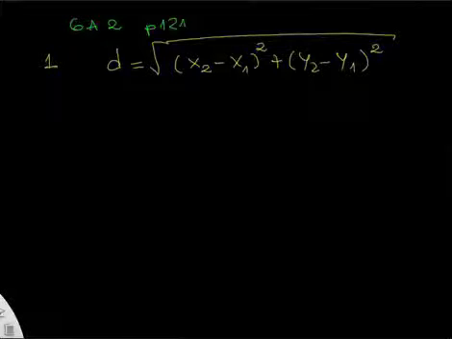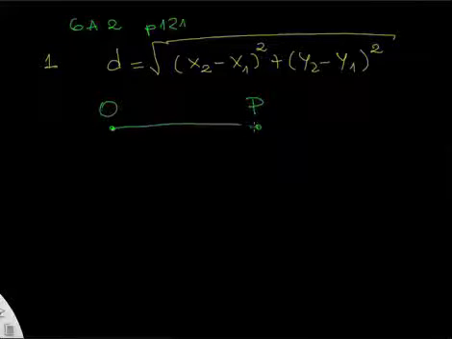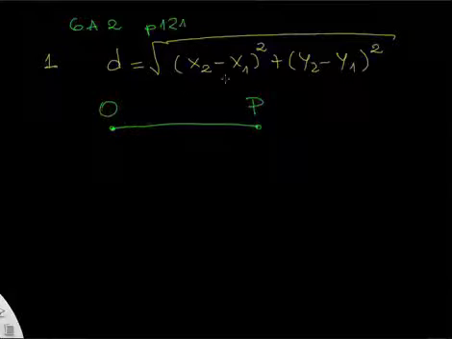The first question gives us 2 points, the point O and the point P. I'm going to just represent it like this. It doesn't have to be perfect, it's just a representation. So if I have 2 points, O and P, I can make a line between those 2 points. That line has a distance, and that's what we're going to try to find out. If we're going to use the distance formula, we need to find the coordinates of each point.